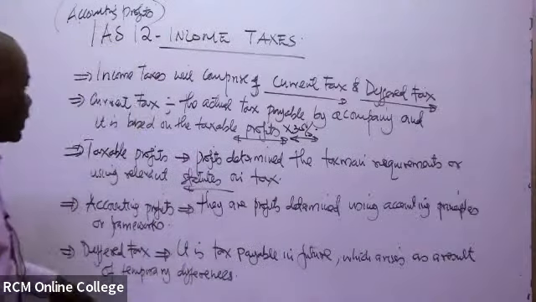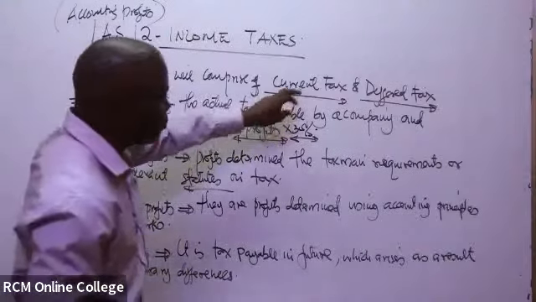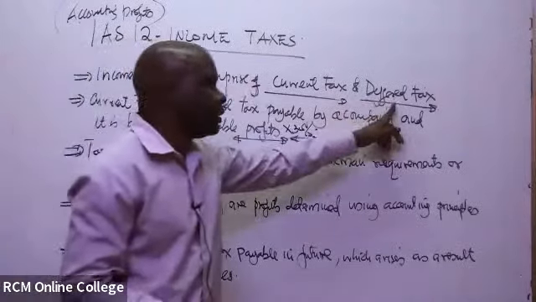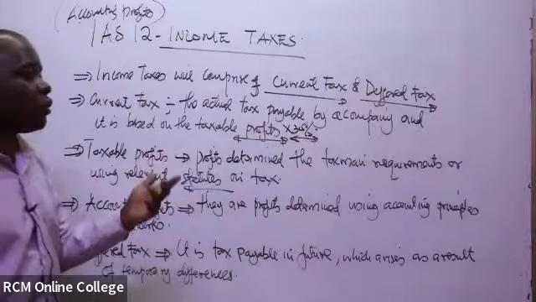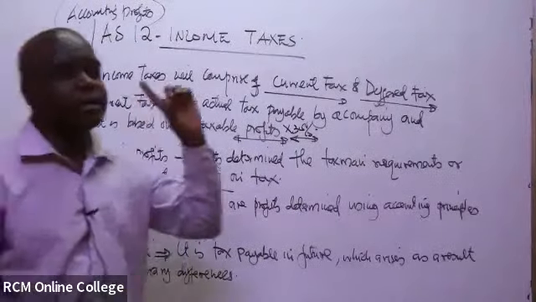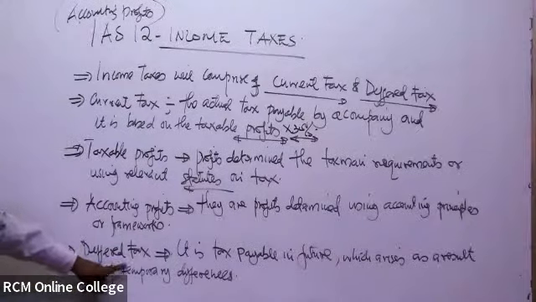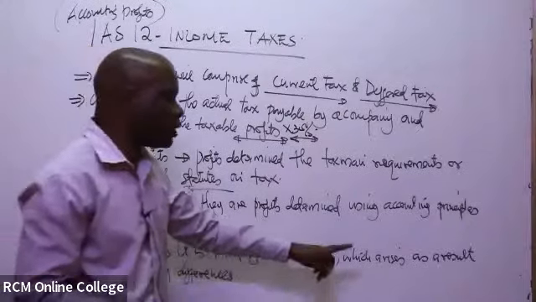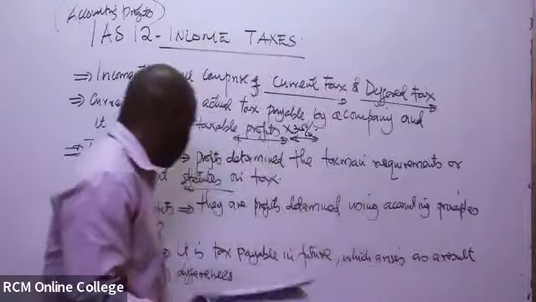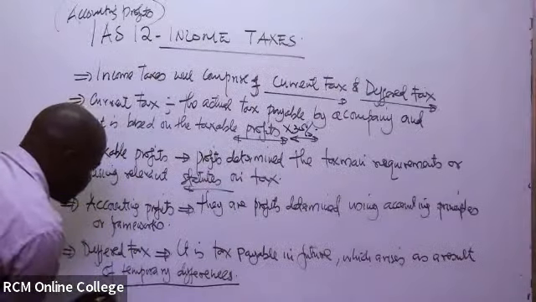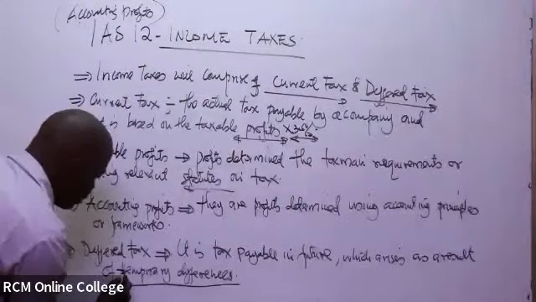So we're having to say the current tax is the tax obligation or liability in the current year. But now in this case, the deferred tax is that obligation that you'll likely be called upon to pay by the taxman in future. You'll have to pay it in future. So this deferred tax is tax payable in future, which arises as a result of temporary differences. You can underline this: temporary differences.